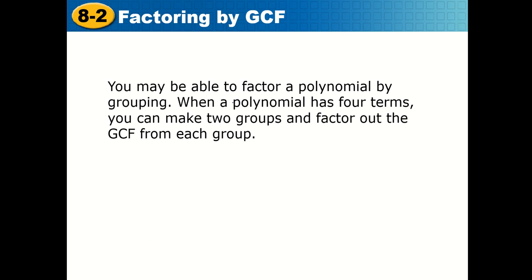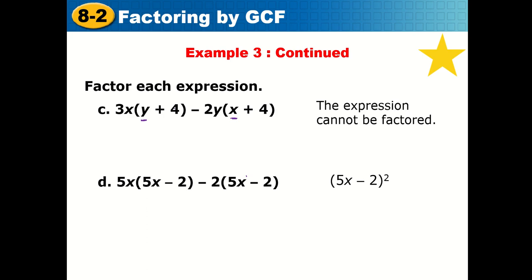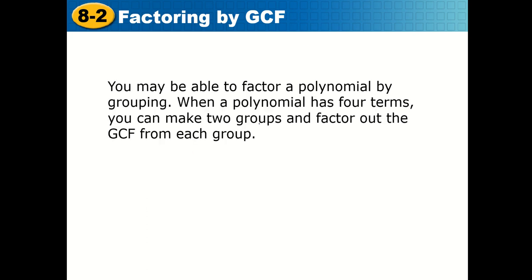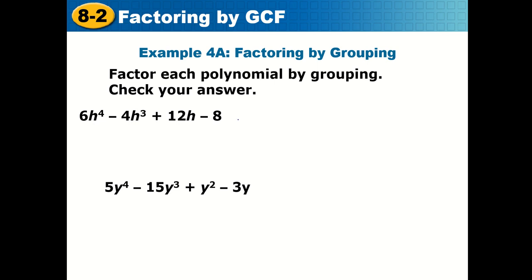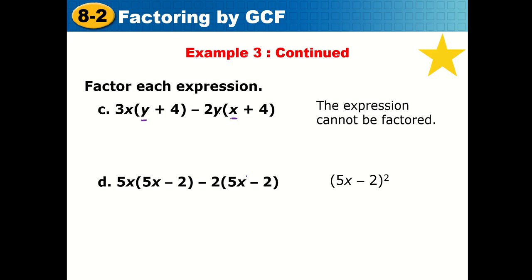Okay. You may be able to factor a polynomial by grouping. When a polynomial has 4 terms, you can make 2 groups and factor out the greatest common factor from each group. So now we're going to take these problems and go one step further with it. Everything is just one step further, one step further. Okay, so this whole equation right here is going to look like this eventually. We just have to get there.